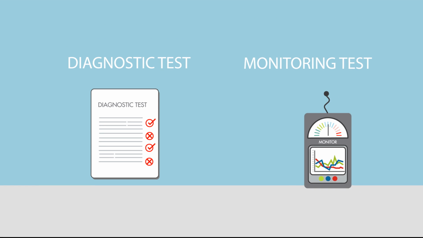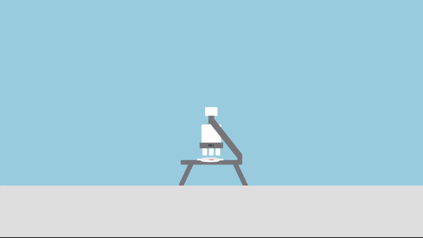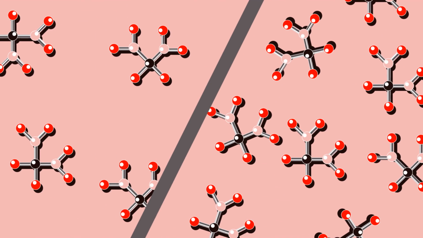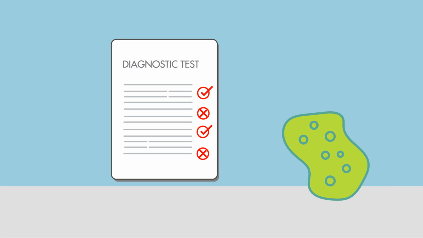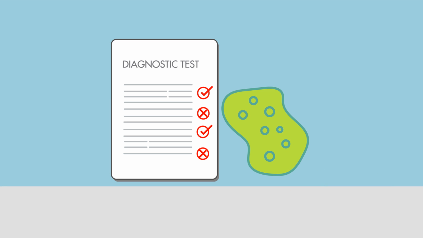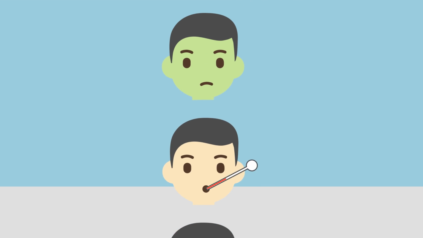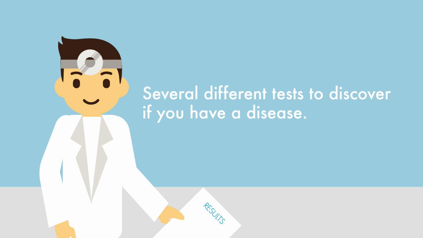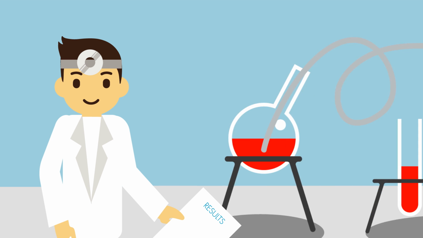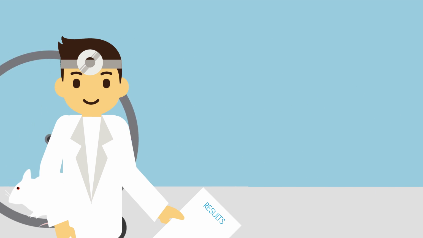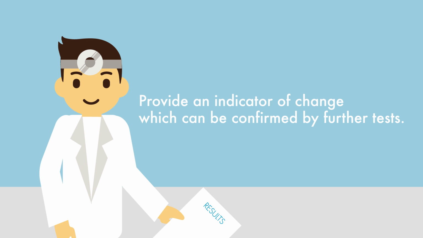The difference between a diagnostic test and a monitoring test. When doctors use tests, they are looking to see if there have been any changes in the types and ranges of certain molecules. A diagnostic test is used to confirm the presence of disease, usually following the report of symptoms or based on the results of other tests. A doctor might need to do several different tests to discover if you have a disease. On their own, most blood tests do not give a diagnosis, but provide an indicator of change, which can be confirmed by further tests.